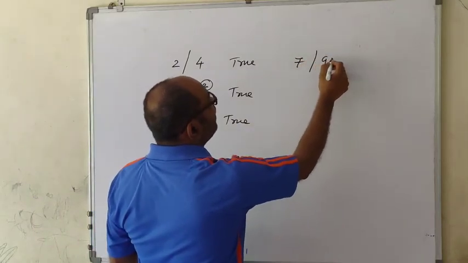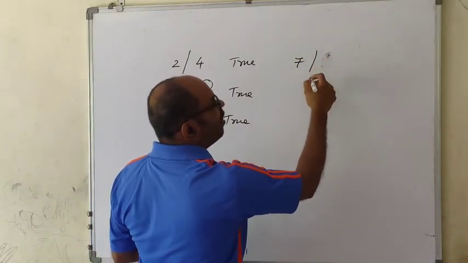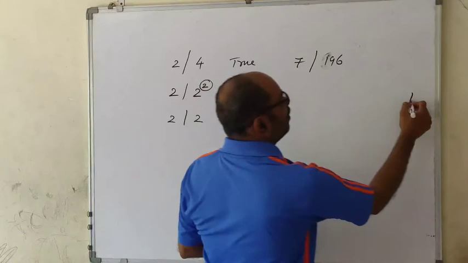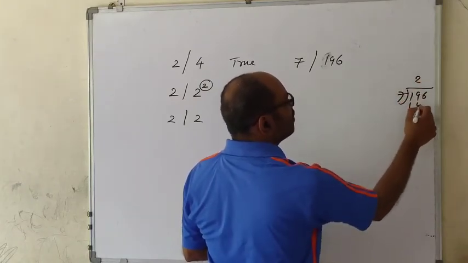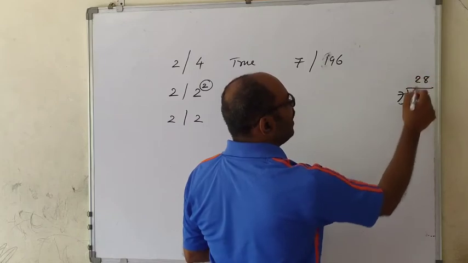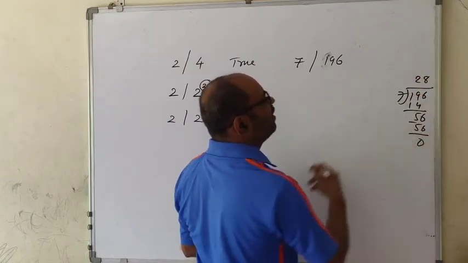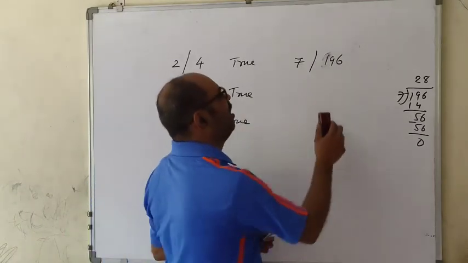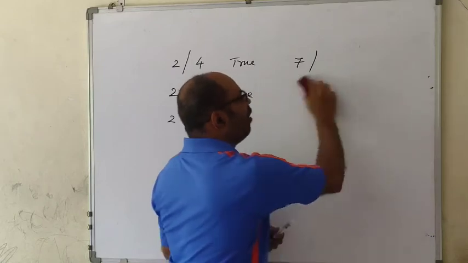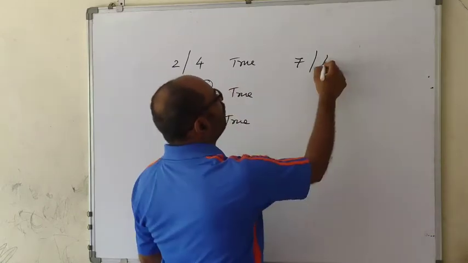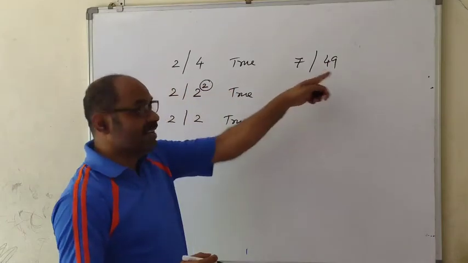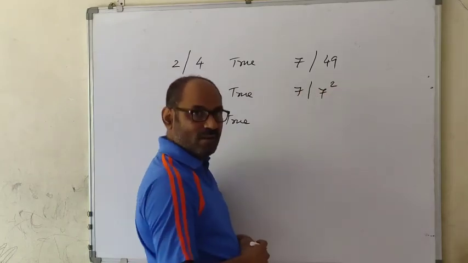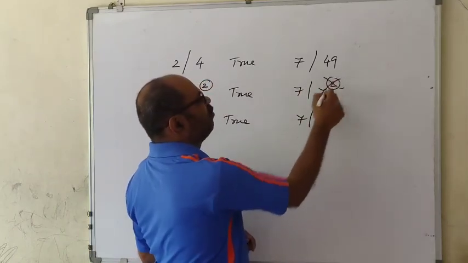7 divides 196 exactly. Now we'll check if you want. 196 divided by 7: 7 twos are 14, 5 remains, 7 eights are 56. Correct? So it divides 196 exactly. I want a perfect square number, so I'll take the perfect square number 49. 7 divides 49 exactly, no doubt about that. So 7 divides 7 square. So obviously 7 will divide 7 even if I remove the square.